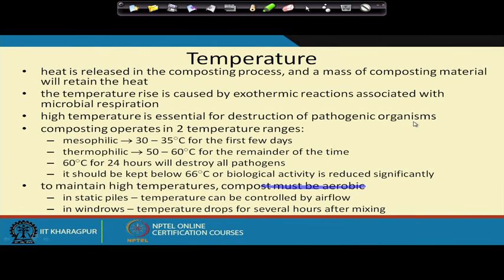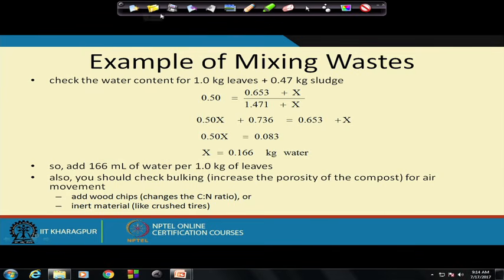So this is just to illustrate this. If you are running a compost plant and you are interested in getting various waste streams, many times you will not be working with only one waste stream.